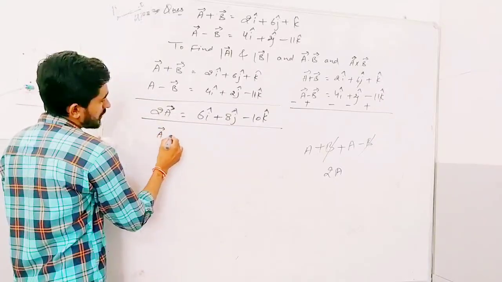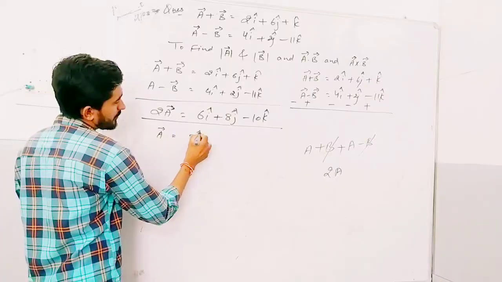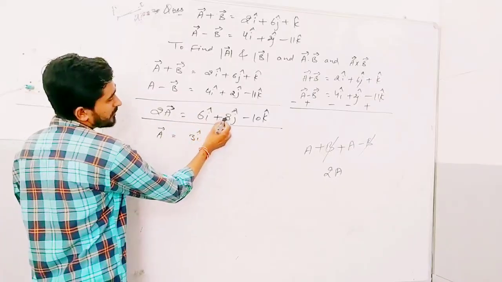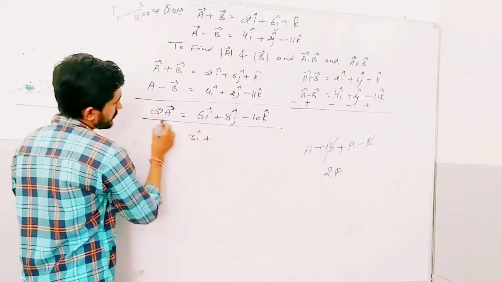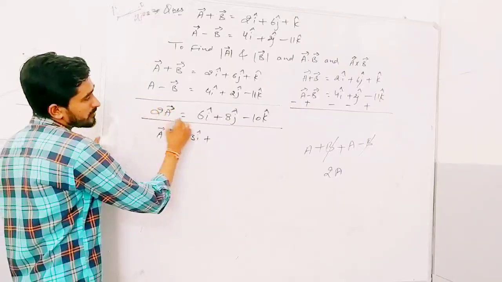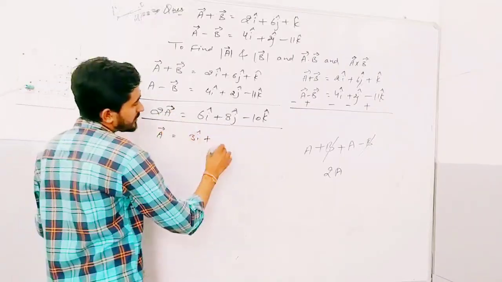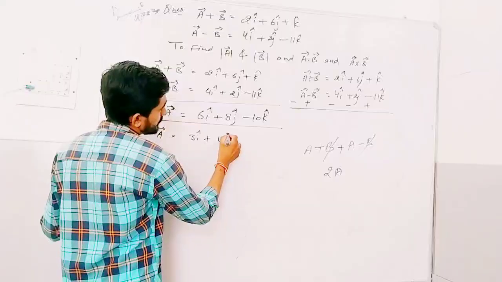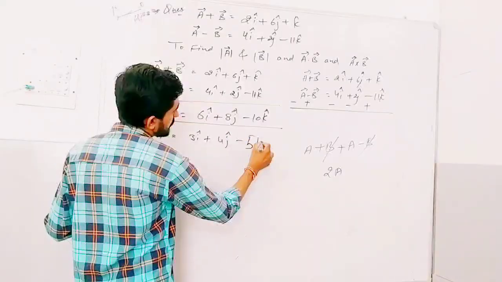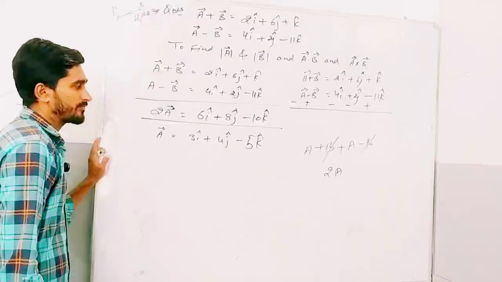then a vector becomes 3i cap, divide by 2, divide by 2, divide by 2. This becomes indivisible, no? This becomes the denominator on the right hand side. 4 j cap minus 5 k cap.